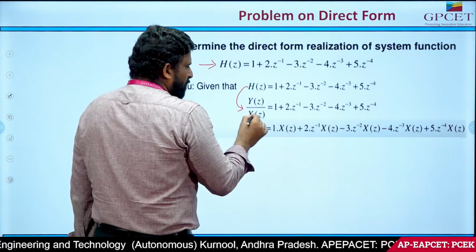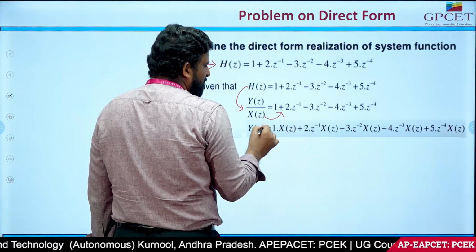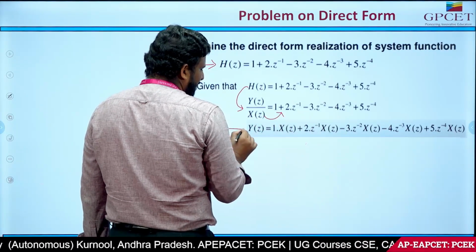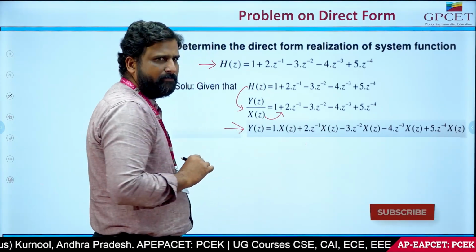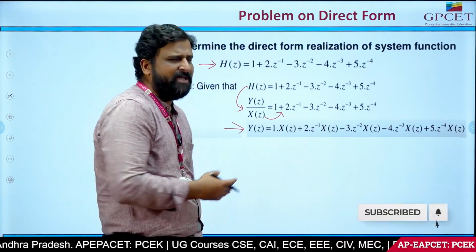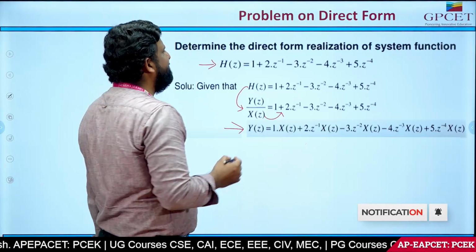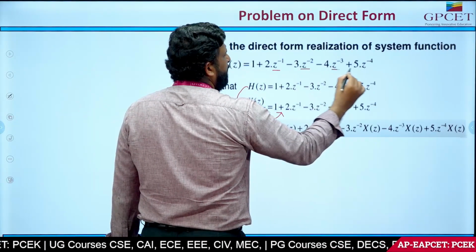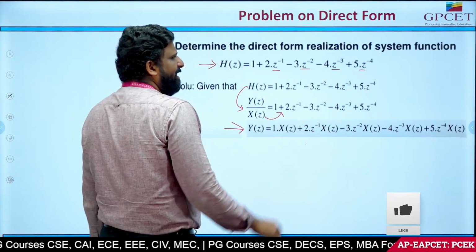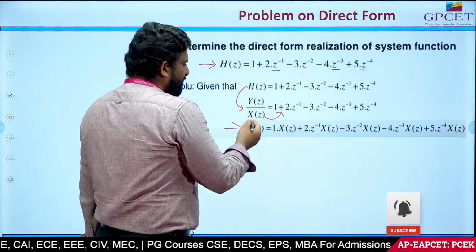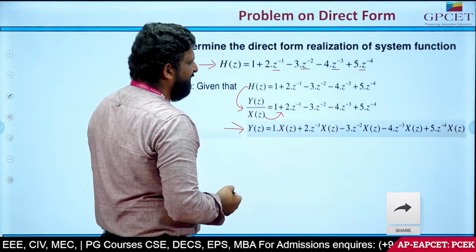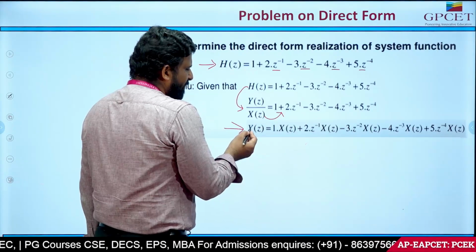Okay, and what I am doing, I am multiplying all this X of z into the right hand side, so that the finalized equation Y of z is formed. Previously what we have seen, same I have done here. So, how many delays here? 1 delay, 2, 3 and 4 delays here. Okay, keep it in mind, how many delays? 4 delays.